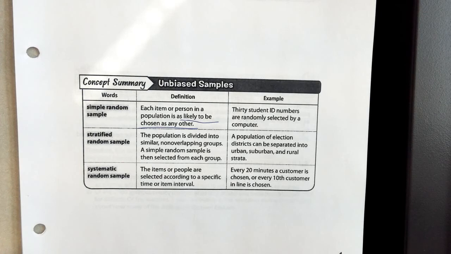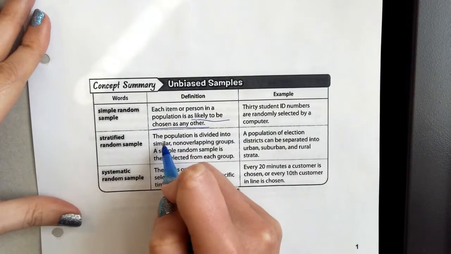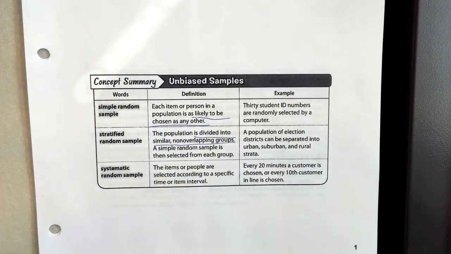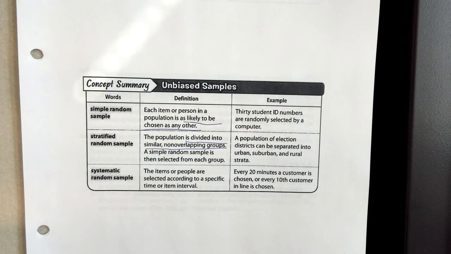The next one is stratified random. The population is divided into similar non-overlapping groups, and then a simple random sample is selected from each group. This example says a population of election districts can be separated into urban, suburban, and rural strata. This would be like separating students into 6th, 7th, and 8th grade and then taking a random sample from each grade level. That would be a stratified random sample.